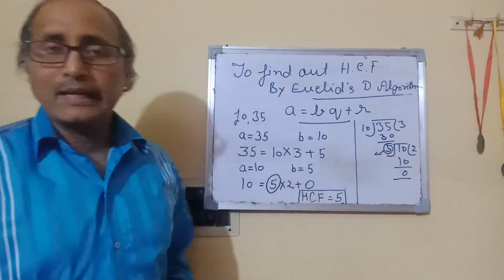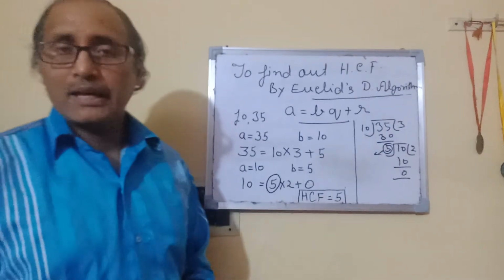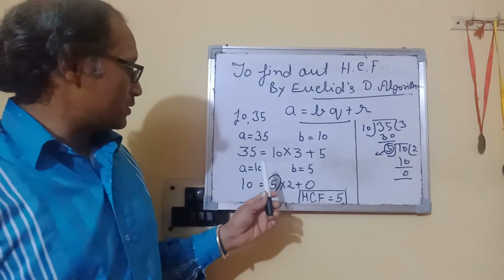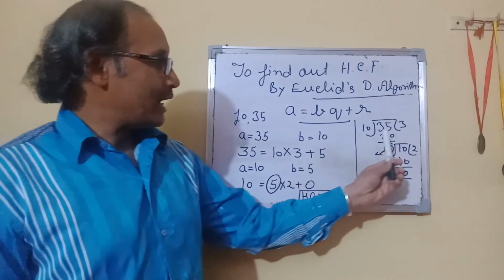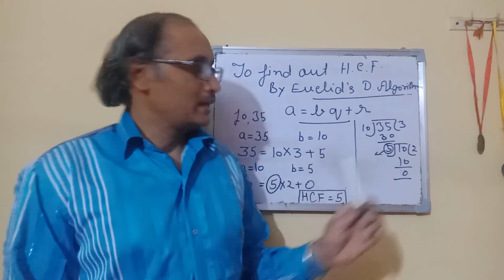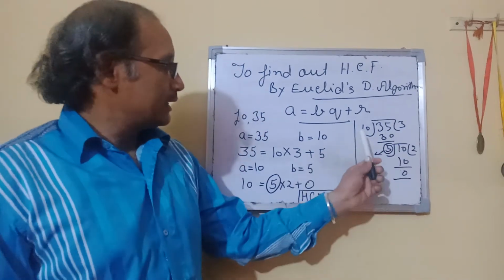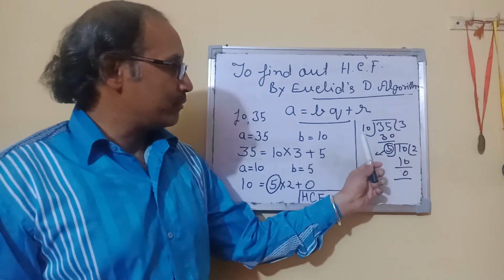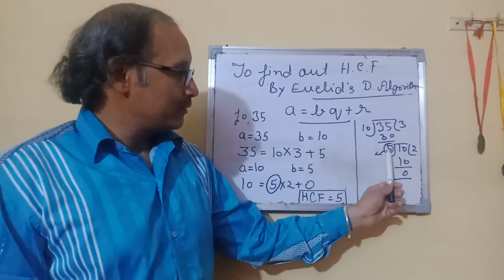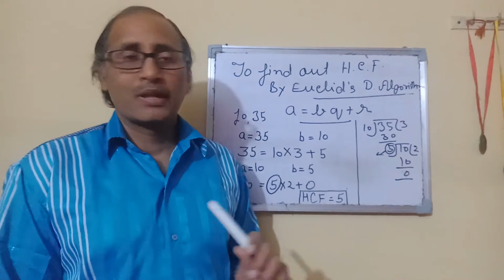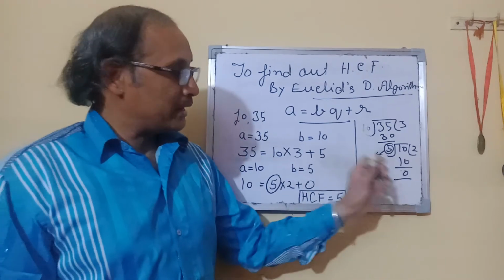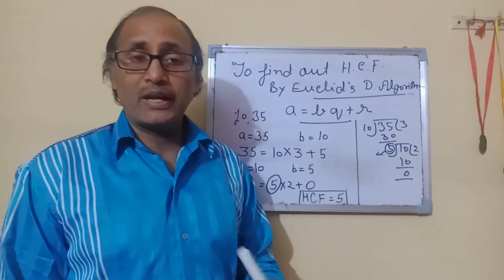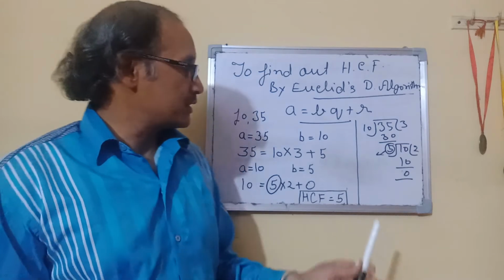You can understand this by an example. Suppose we have taken 35. It is the dividend. 10 is the divisor. When we divide 35 by 10, we have remainder 5. And you see that the remainder is not 0. Now we have to go to the next step.